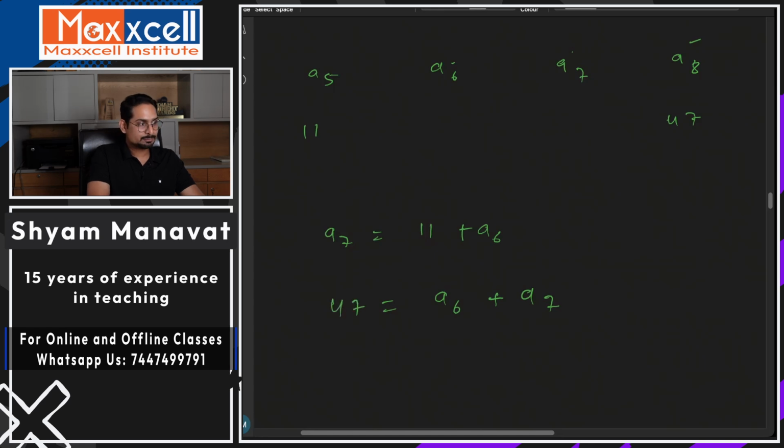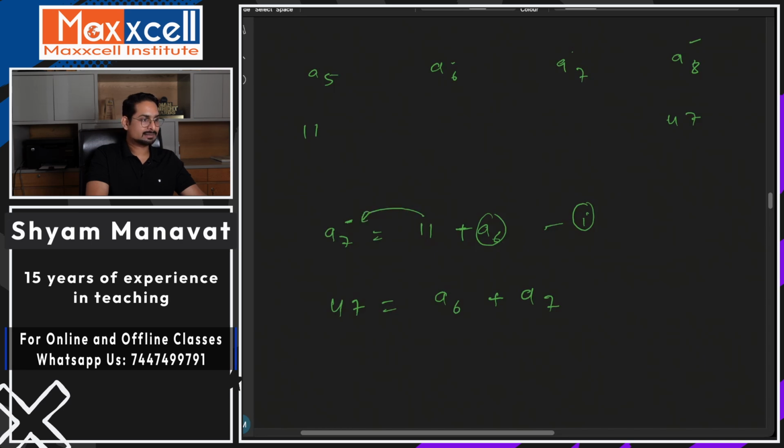Please don't get confused with this A7, A8. They are symbols which represent a specific term. So don't be scared of these ugly looking terms, okay? Don't worry. Now, from this first equation, can I say A6 is nothing but A7 minus A5?